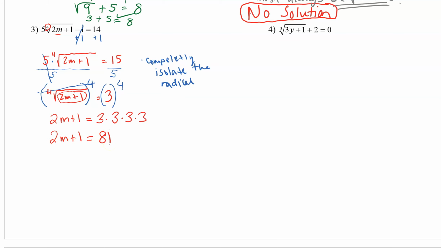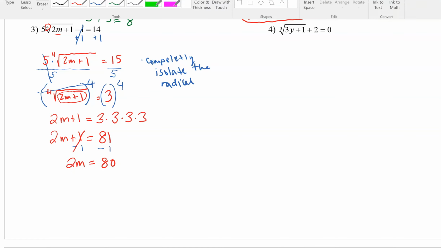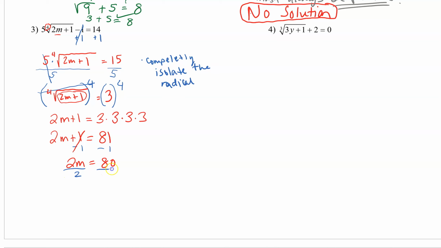Okay, and then from here, it's just a regular two-step linear equation, very similar to the end of problem number 1. So I will just isolate m. I subtract 1 from both sides, and then divide both sides by 2. And then I get m is equal to 40.